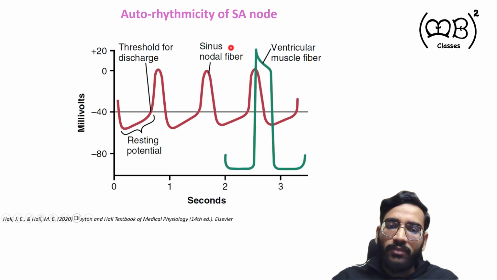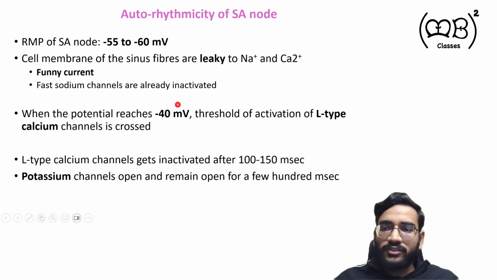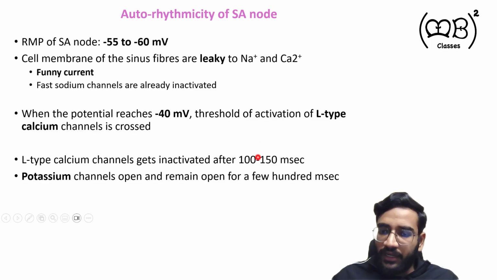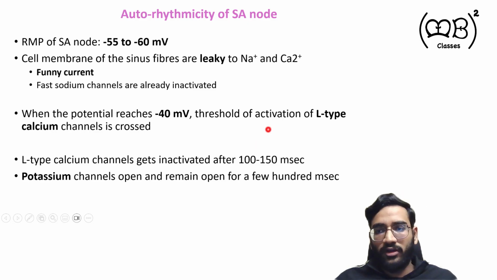It would be mainly because of the leaky current in this phase and L-type calcium channels after the threshold is reached. So when potential reaches minus 40, the threshold of activation of L-type channels is crossed, L-type calcium channels get activated, and then they will get inactivated after about 100 to 150 milliseconds. So see, this is the same as the refractory period of atrial muscles. The refractory period for atrial would be about 150 milliseconds, because that is the time in which the L-type calcium channels get closed in the atria, and about 200 to 300 in the ventricular musculature.